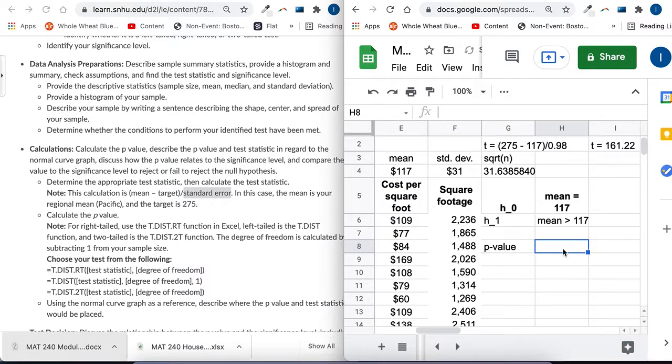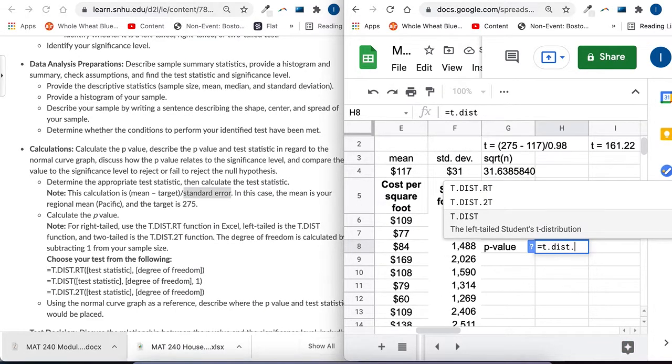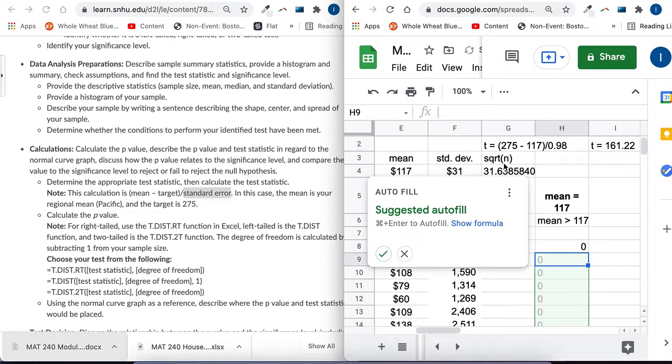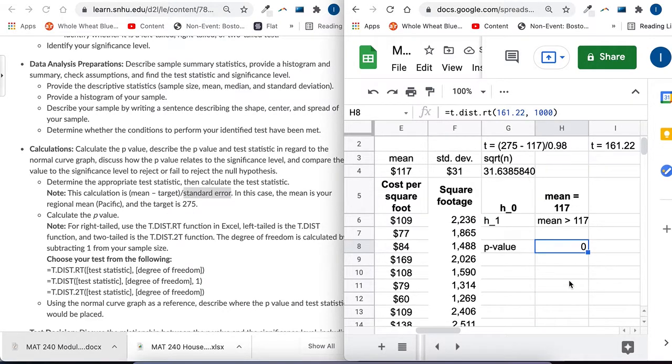This is the p-value. Type equals t.dist.rt because I'm a right-tailed test. And my test statistic I just got up here is 161.22. And now the degrees of freedom, when it's a one sample test like this, when we're calculating test statistic for one mean, it's just n subtracted by 1. So 1001 subtracted by 1 gives us 1000 for our degrees of freedom. And there's my p-value. It's so close to 0. It's not exactly 0, but it's so close to 0 that the computer just gave me out 0.